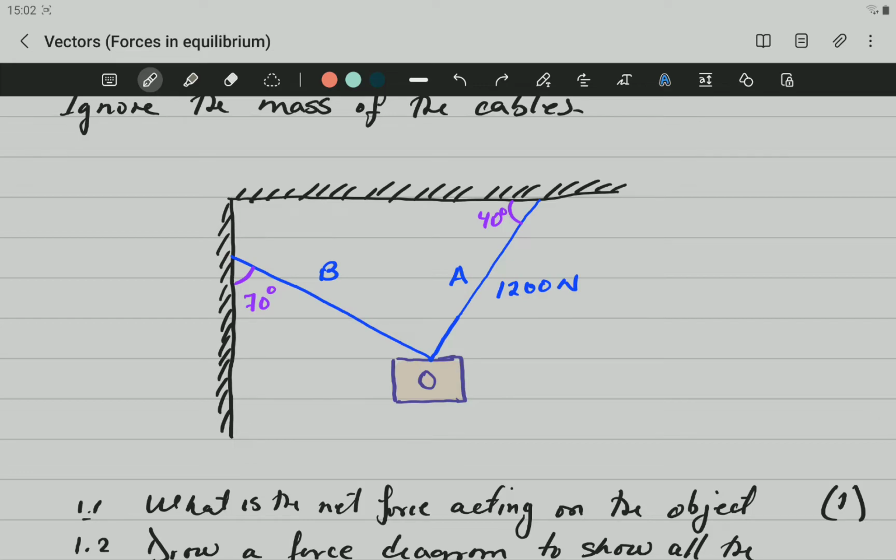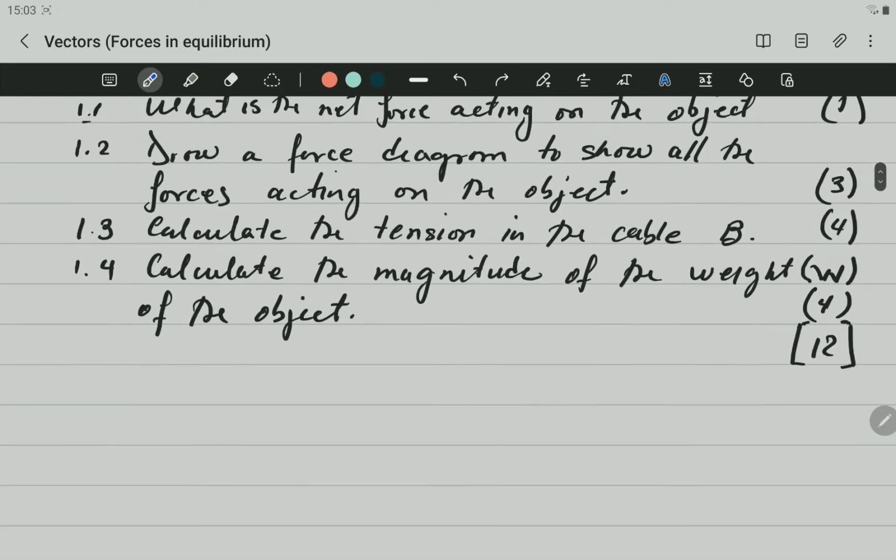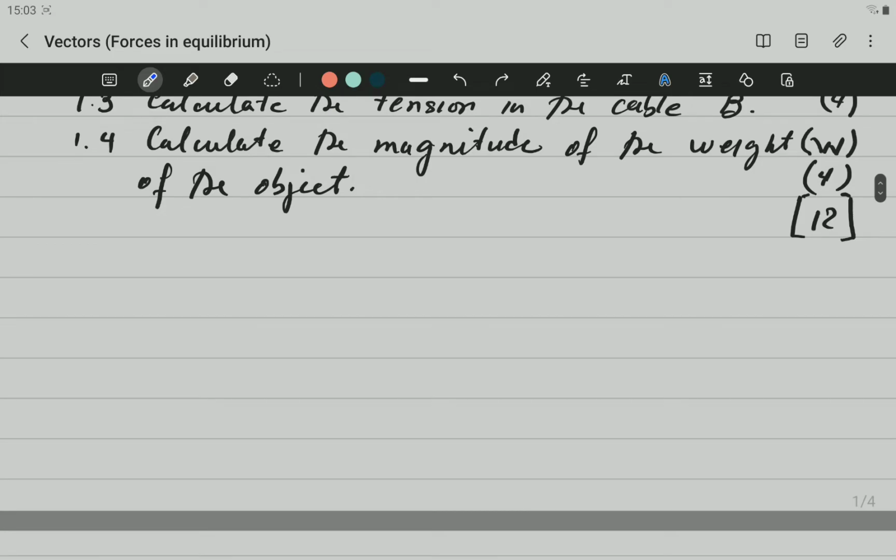So this is the object, and the object is not moving, it's at rest. Now, what is the net force acting on the object? Remember, the object is at rest. If the object is at rest, then the net force is equal to 0. That is, in actual fact, Newton's first law. Remember, Newton's first law states that if the net force is equal to 0, then the object will either stay at rest or move at constant velocity.